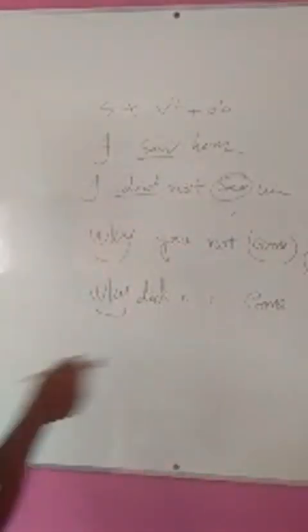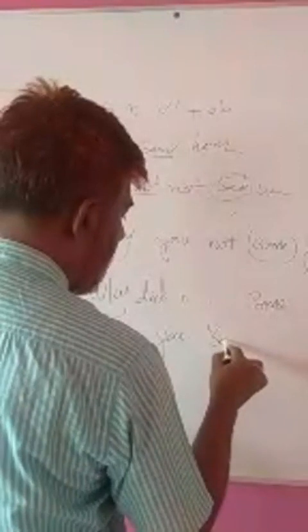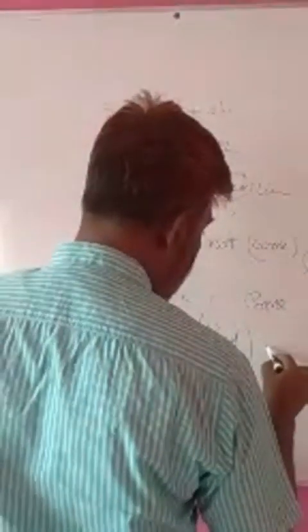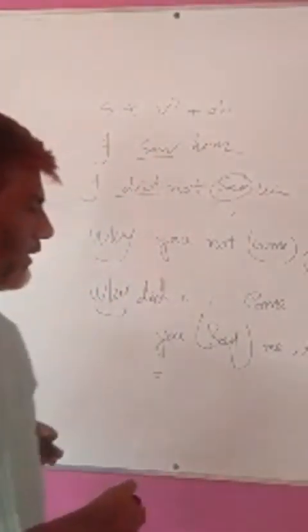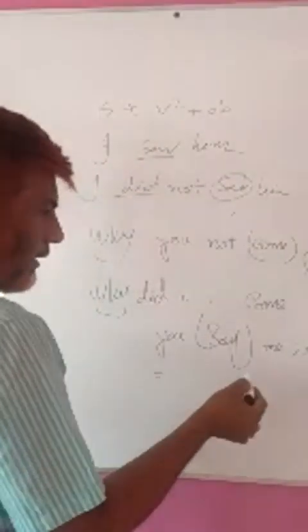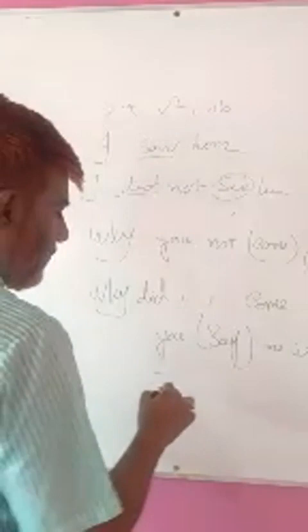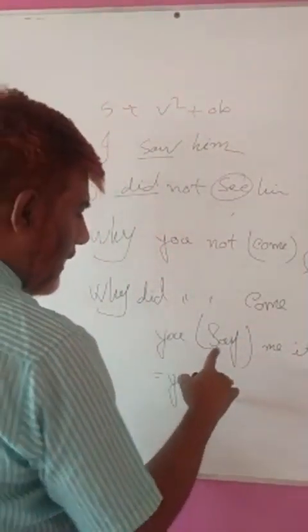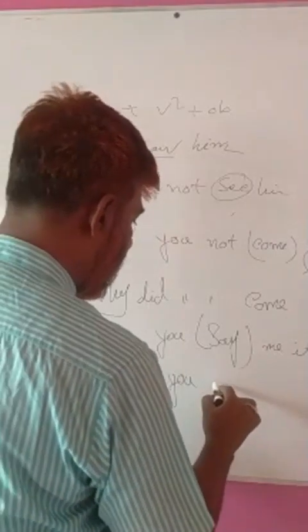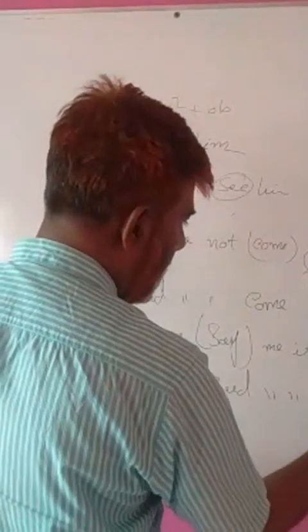In this way, you (say) me eat last night. তুমি গত রাতে এটি আমাকে বললে. So last night is the indication of past indefinite. For this reason, and it is an affirmative sentence. There is no indication of interrogative or others. For this reason it is affirmative. So subject you, and last night is telling me that I have to change the verb into past form. For this, say will be said. You said me eat last night.